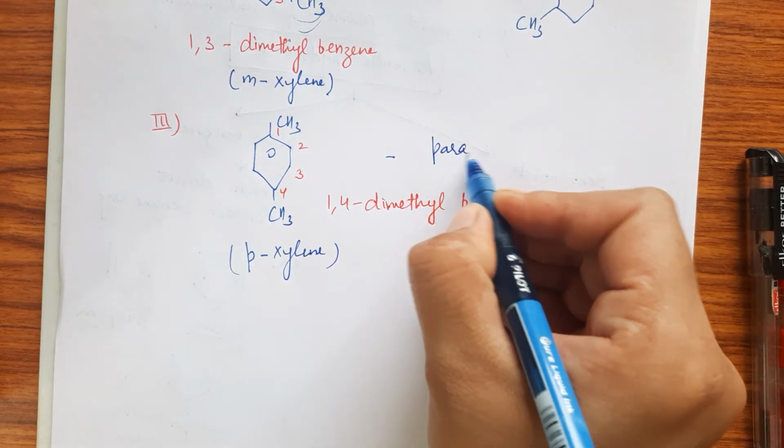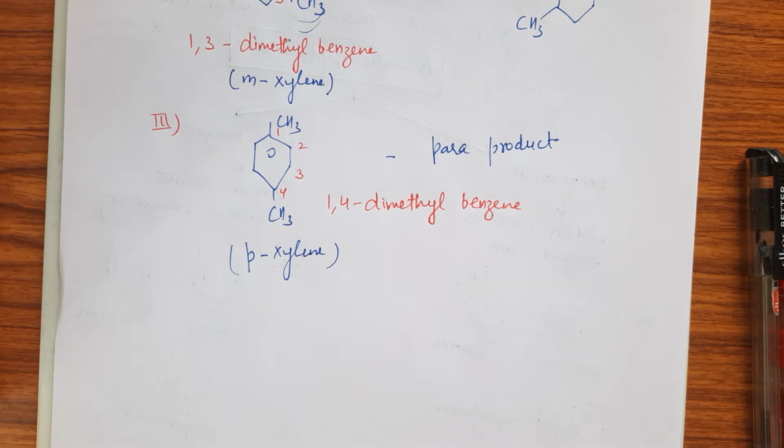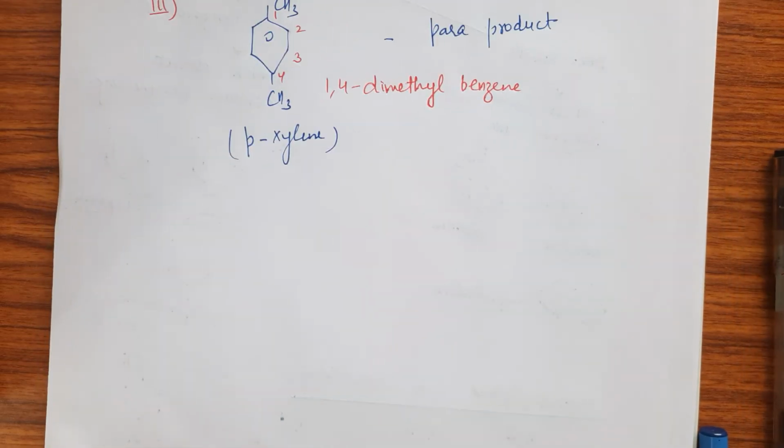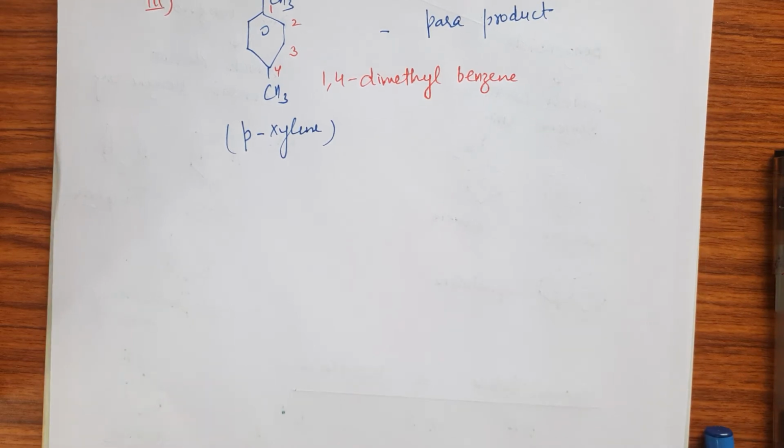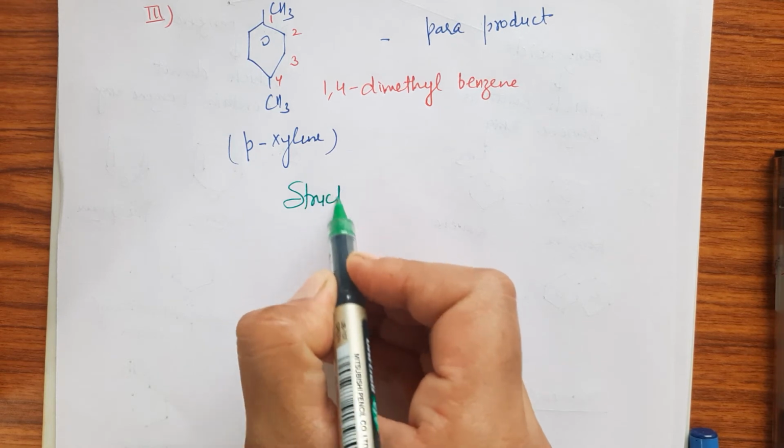So in this way we can see that when we do the disubstitution of benzene, that means when we already have the monosubstituted product of benzene and we do further substitution, then we will get 3 types of isomers with respect to benzene: the ortho product, the meta product, and the para product, right? I think this is clear to everyone. Now come to the structure of benzene.